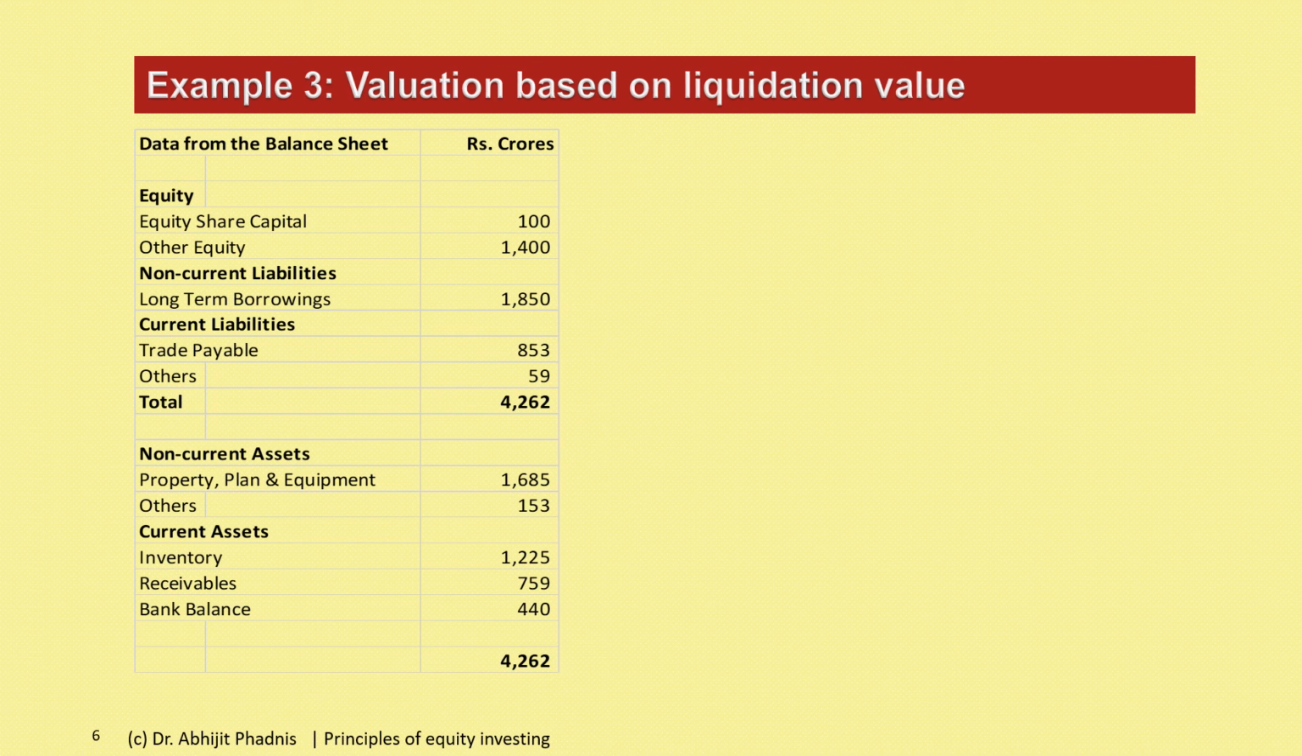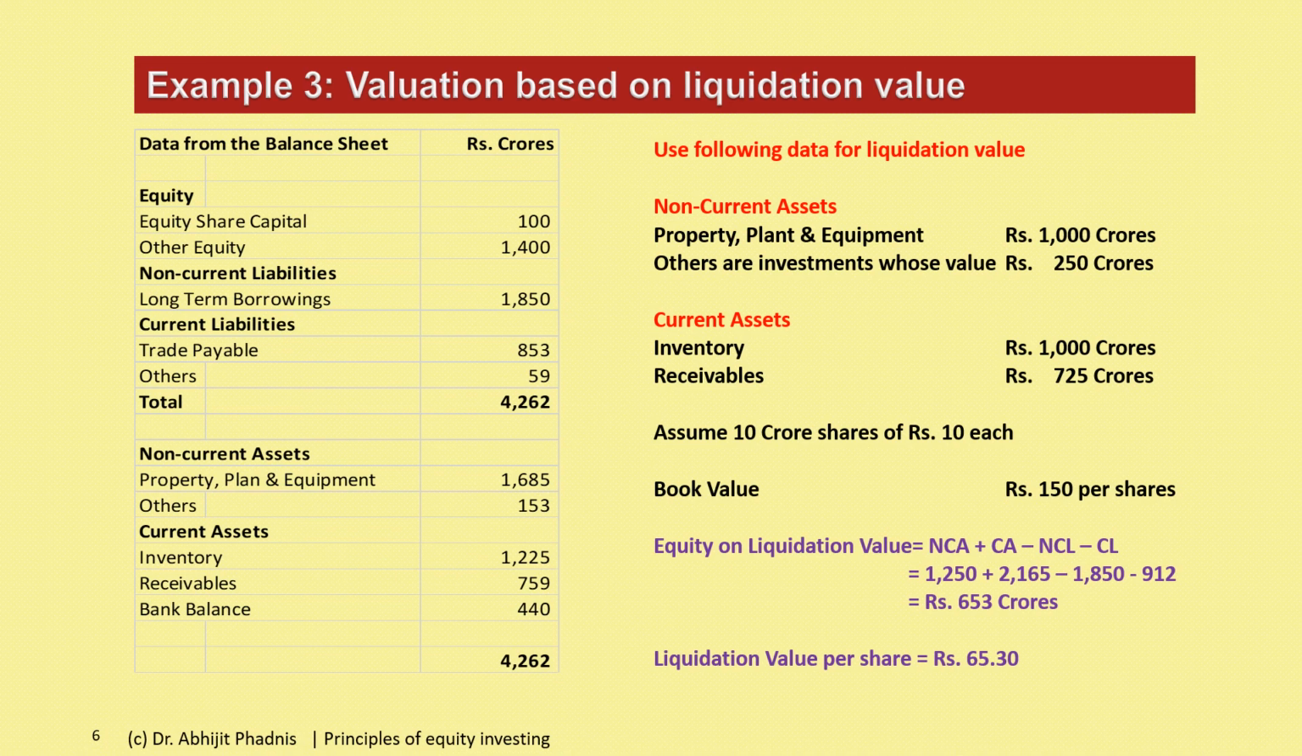But then this is clearly a speculative buy because the company is not functional. There may be some other reasons such as high debt, high borrowings, which the company is not able to repay, etc. So therefore use this with caution. Now we have similar data, but here you will see that the liquidation value of property, plant and equipment is much lower than the book value.